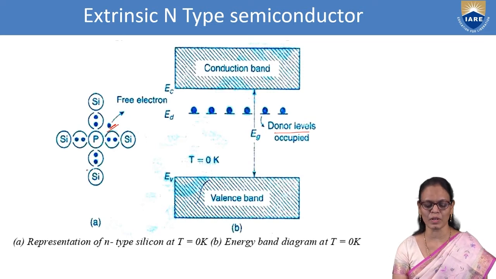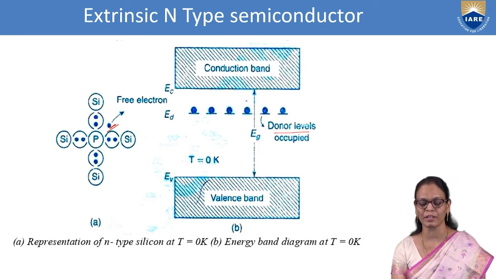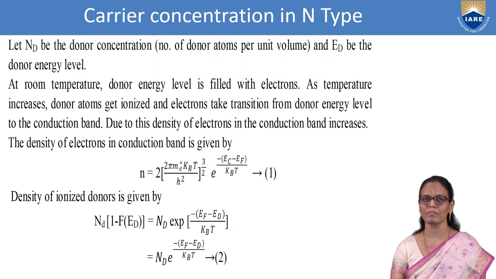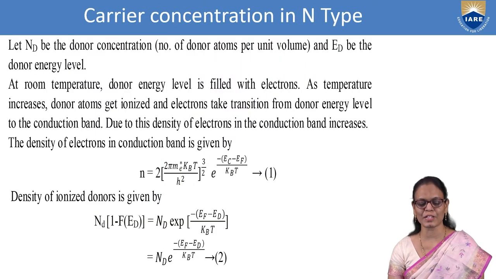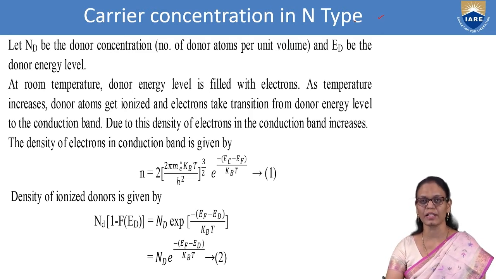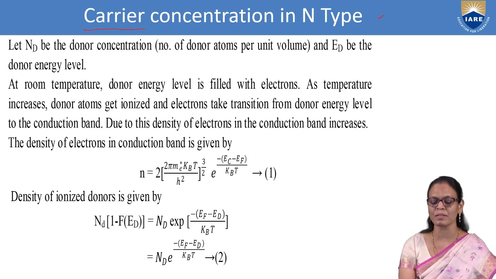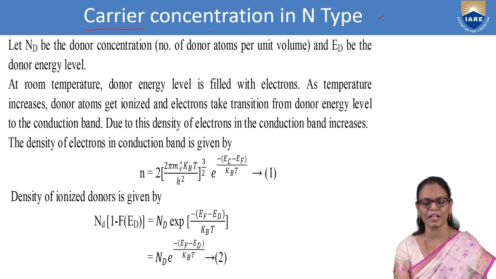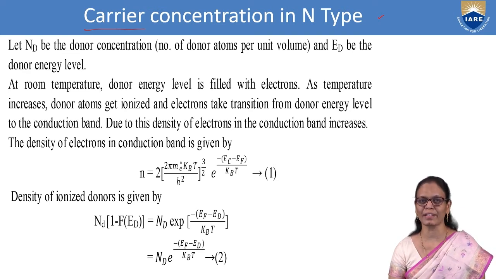But in this case, what is happening? By addition of an impurity, we are getting extra electrons which are ready to be donated. So we are calling them donor levels. Now let us see the expression for carrier concentration in N-type. Carrier concentration here means the concentration of the charge carriers. First we will talk about N-type, so it will definitely be the electrons.